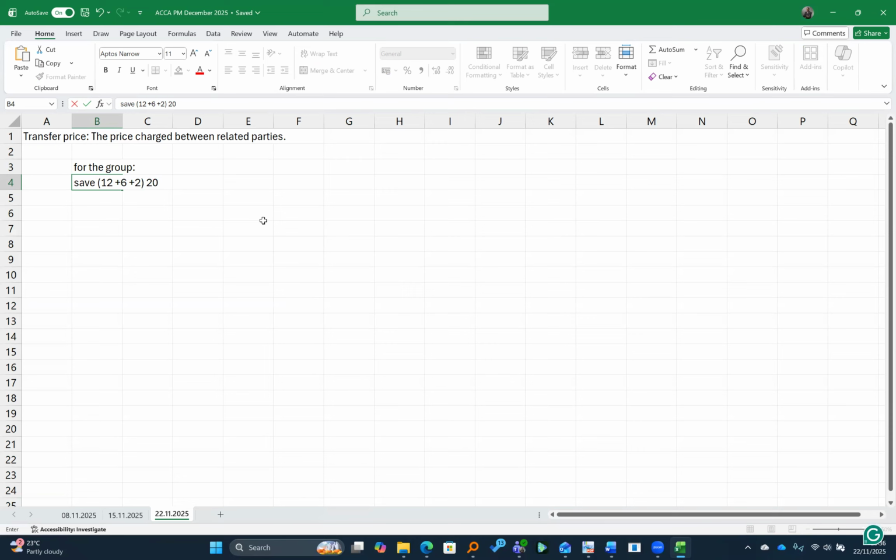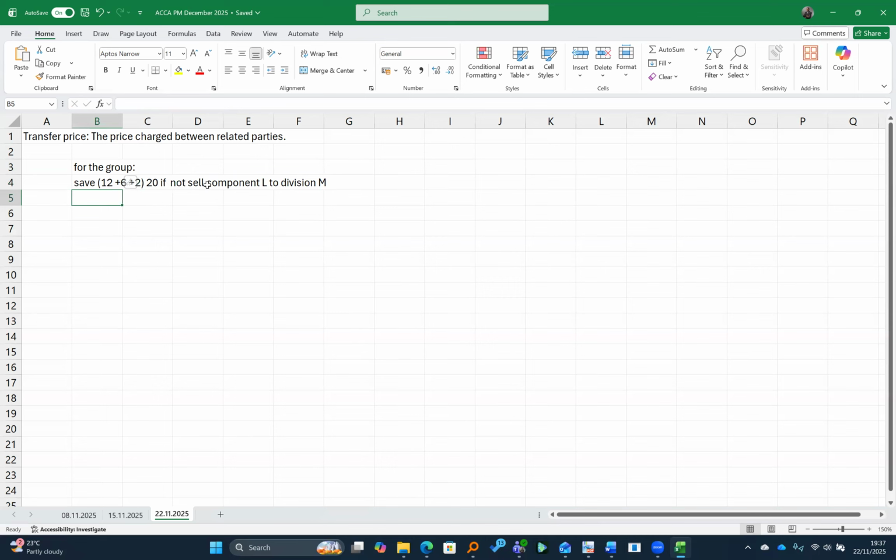So it will save $20. If not, make the component. If you don't sell component L to division M, because if division M is buying from outside, then it means that we shall not make those units.